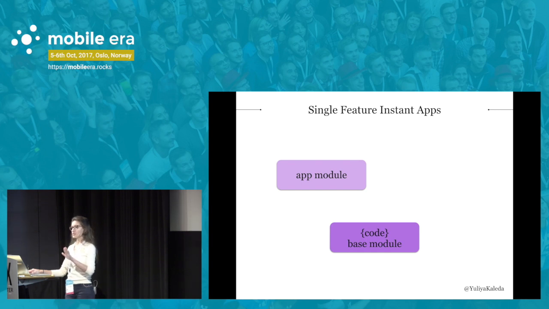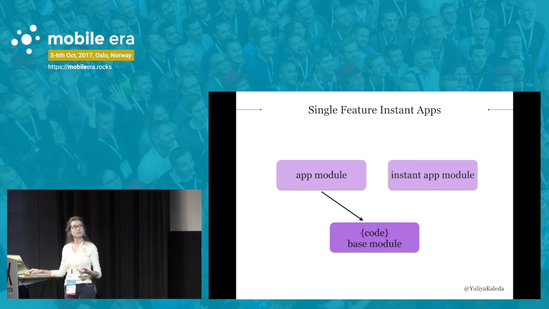So our app module is currently empty. It doesn't have any resources or source files. Everything got shifted into the base module. Then we have to provide the dependency of the app module on the base module. In order to build an Instant App specifically, we have to add a new module, which is the Instant App module. Again, it will be empty. It won't have any resources or source files. And then we have to provide the dependency of the Instant App module on the base module.